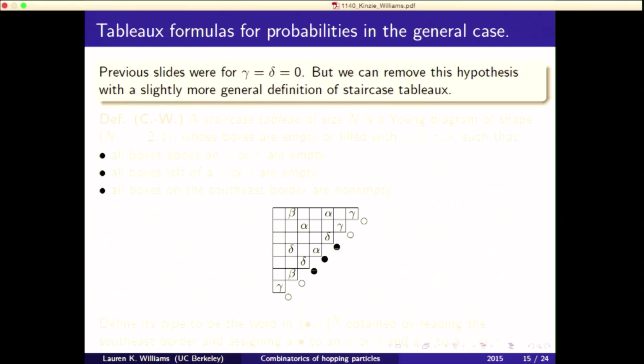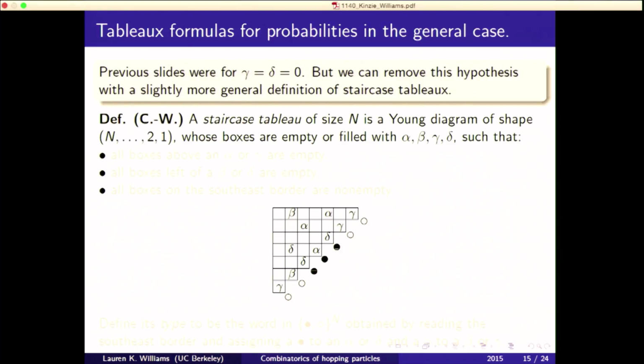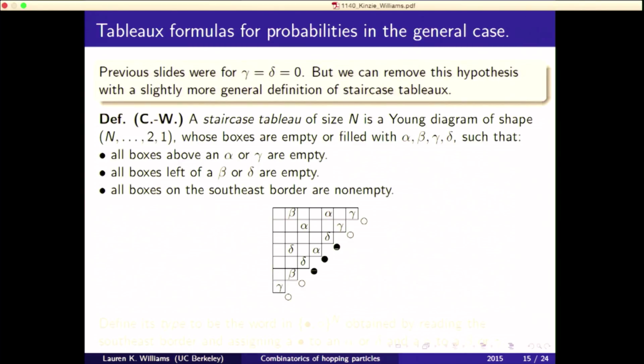Okay, so that was a sort of toy example when gamma and delta are 0, but I just want to point out that that condition, that gamma and delta are 0, is not necessary. We just add gammas and deltas to our tableau in a not very surprising way. So the general definition of a staircase tableau is a Young diagram of that staircase shape, and now boxes are empty or filled with alpha, beta, gamma, delta, such that anything above an alpha or a gamma is empty. Every box to the left of a beta or a delta is empty, and all boxes on the southeast border are non-empty.